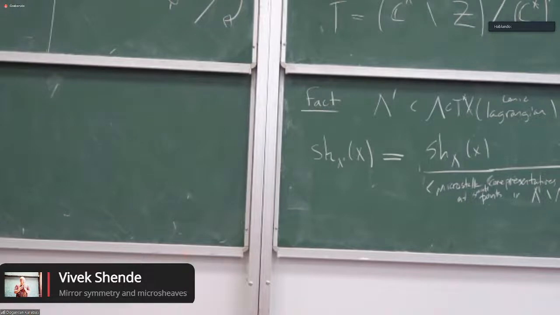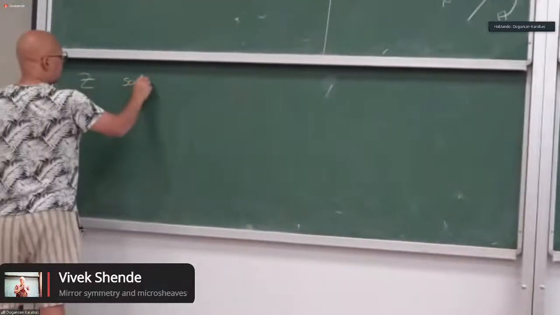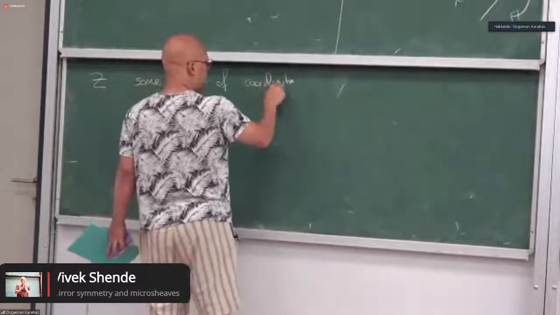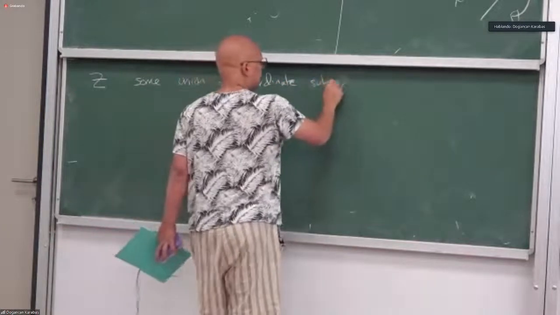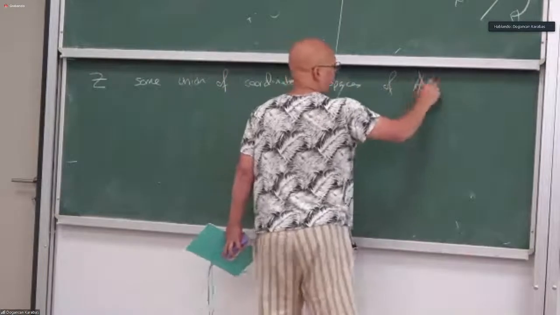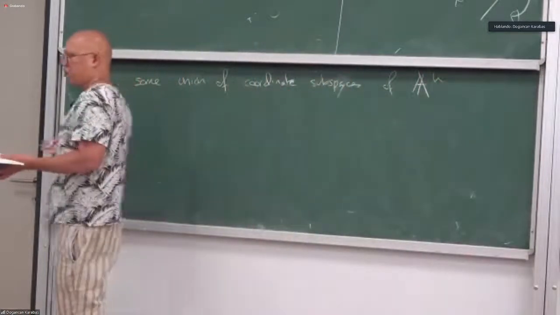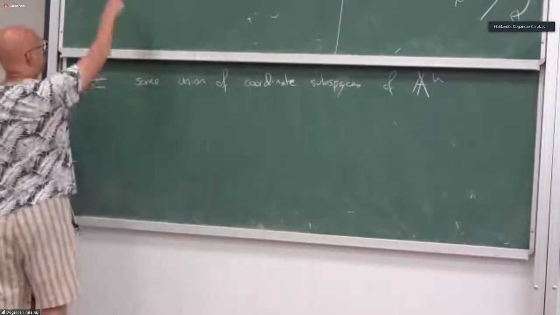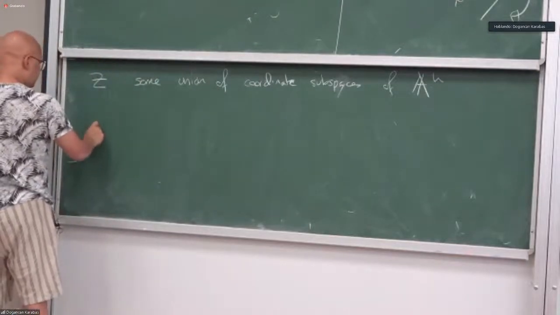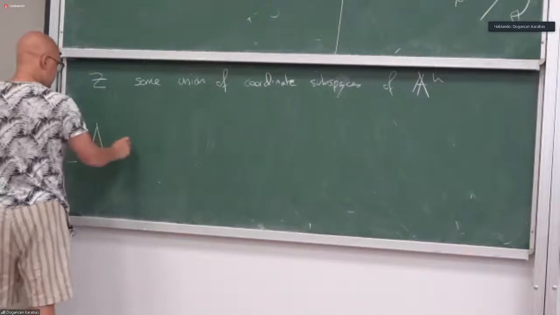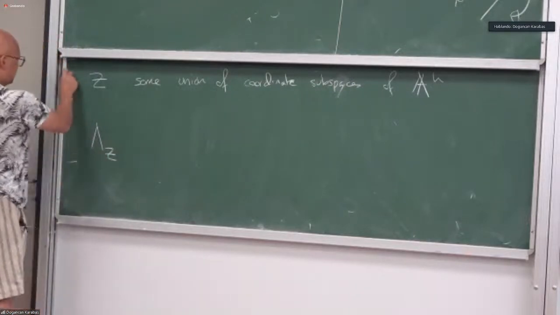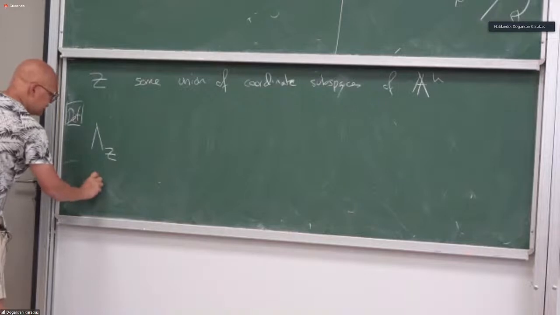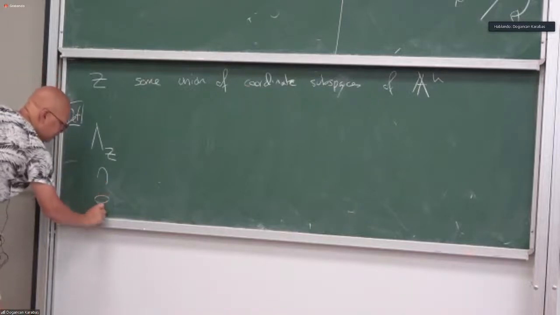So suppose Z is some union of coordinate subspaces of A^n. So for example, it might be just zero, like just the point zero. I'll do the example explicitly in one second. Then I define Lambda_Z. This is a definition. Lambda_Z is some subset of this thing to the n.